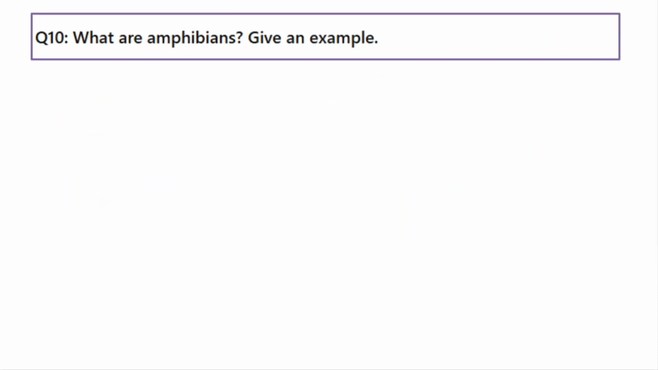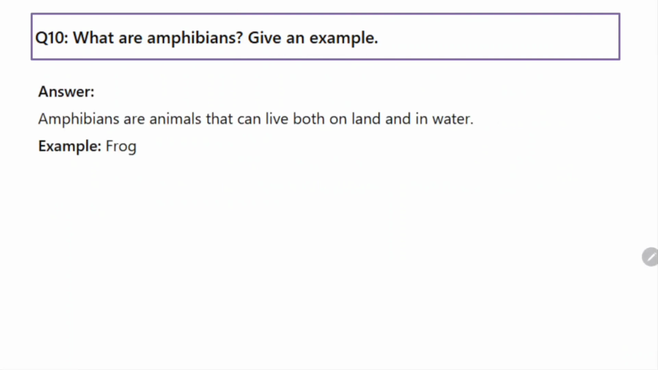So now let us see your next question. What are amphibians? Give an example. So what are amphibians? Those who can live both on land and in water. Okay, amphibians are animals that can live both on land and in water. Example, frog. So you can write in this way.